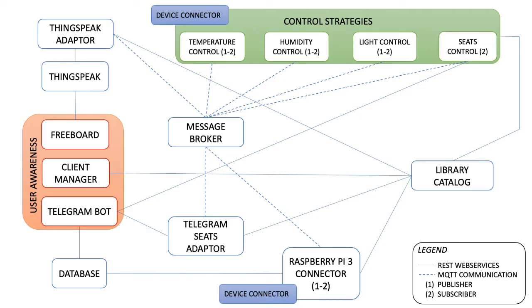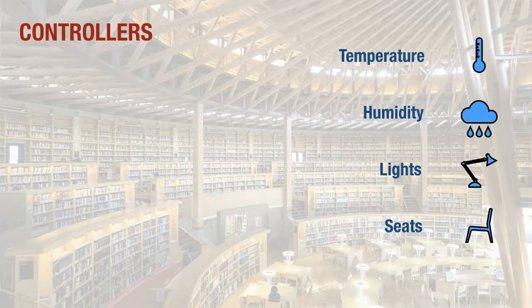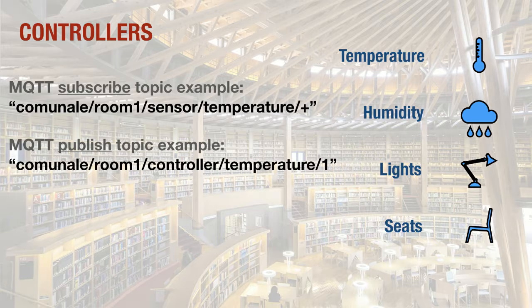The second class of devices are the controllers, divided in 4 categories: temperature, humidity, light, and seats controllers. Each room has 1 temperature and 1 humidity controller. They perform the following operations. They gather data from all the sensors in the room, evaluate the average value, compare it against the threshold which has been set by the library manager, and publish, again on MQTT, the decision to take.